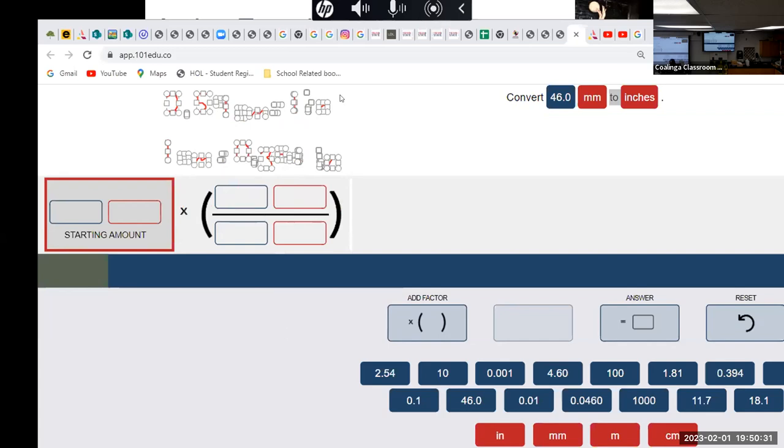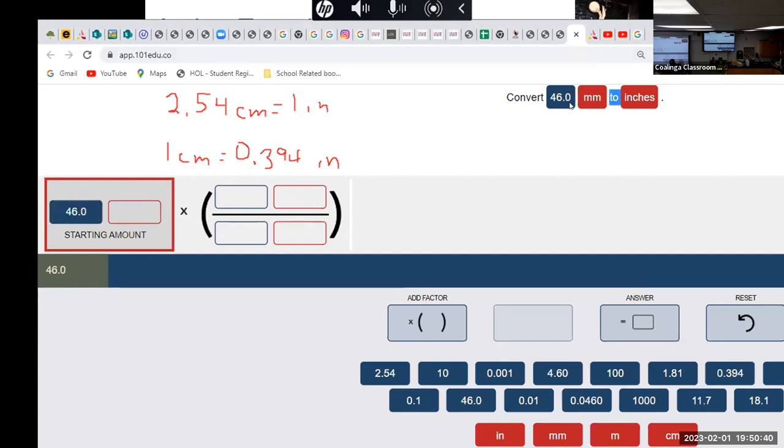Okay, so in your homework assignment, it's a drag and drop type of situation. So we're just gonna drag our starting point. Okay, so we're starting with millimeters, but we know centimeters. What is the conversion between millimeters and centimeters? How many millimeters will equal 1 centimeter? Okay, we have 10 millimeters equals 1 centimeter. Thank you, Yolanda.